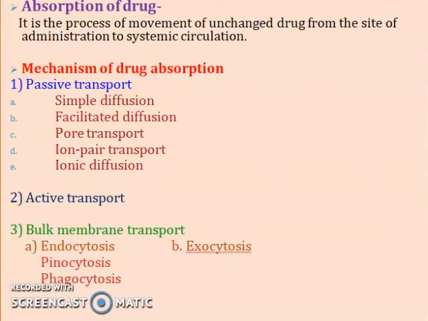ओके, सो ऍब्सॉर्प्शन ऑफ द ड्रग is nothing but the process of the movement of the unchanged drug from the site of administration to the systemic circulation. Okay, so mechanism of drug absorption मध्ये आपण पाहिलं there are 3 points, that is the passive transport, active transport and the bulk transport. Passive transport is nothing but the drug moves from the higher concentration to the lower concentration without requirement of any kind of energy.